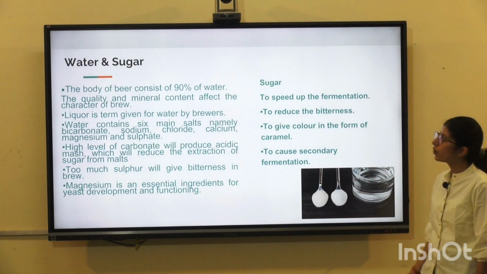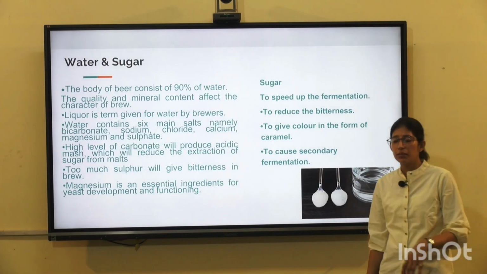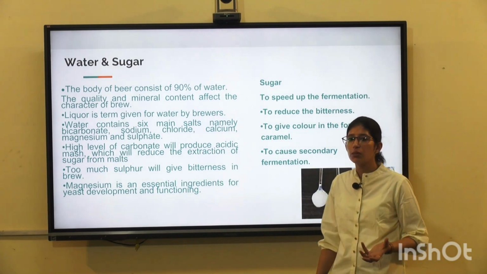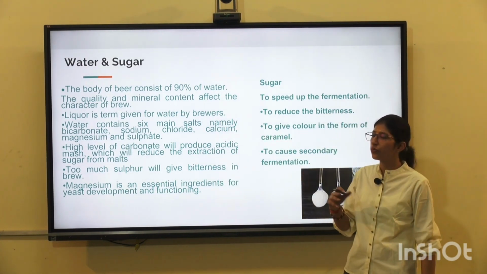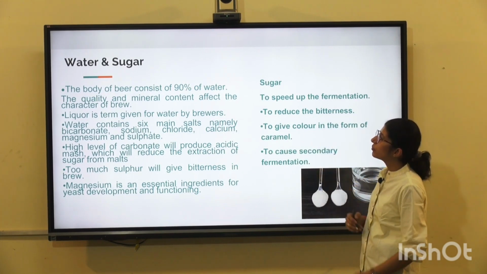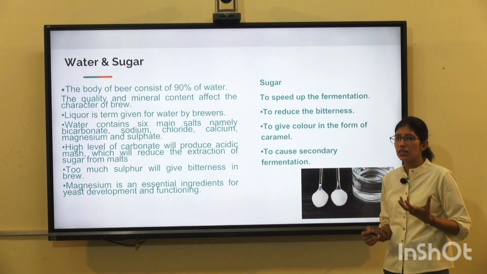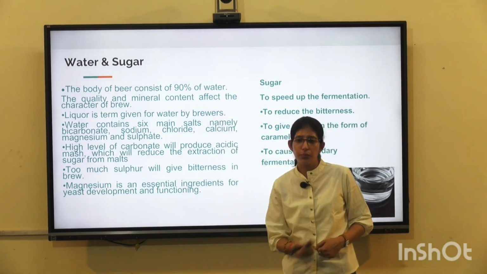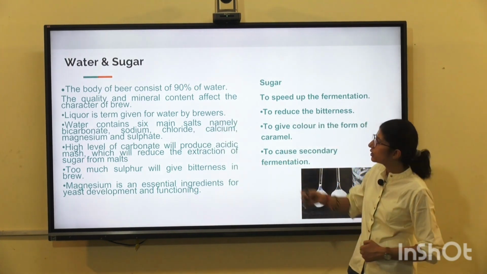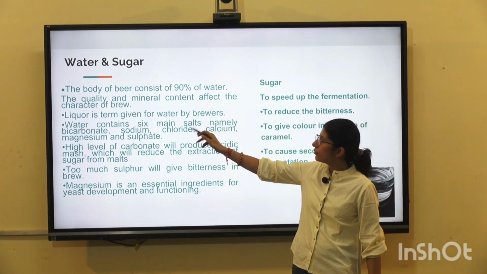Now, another ingredient is water and sugar. We all know beer and alcoholic beverages contain water, but up to what percent? The percent of water is approximately 90 plus or minus 4 to 5%. The quality of the minerals actually affects the body of the beer. Brewers give the term liquor to the water.